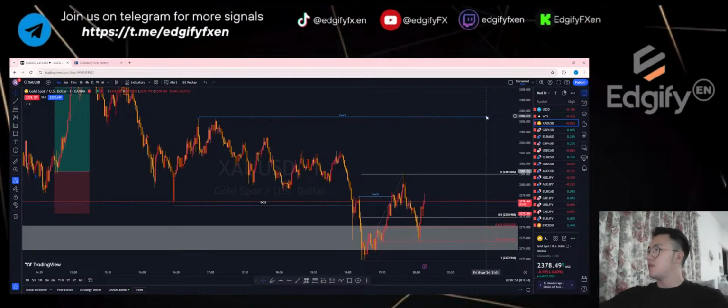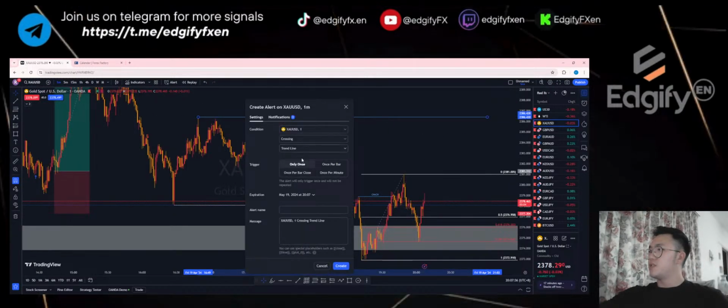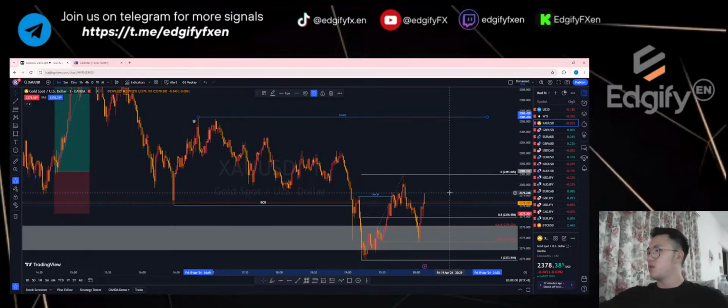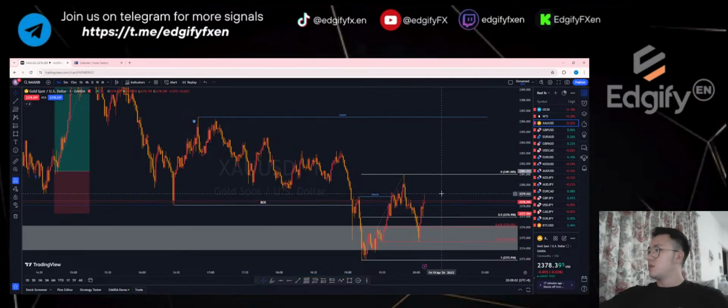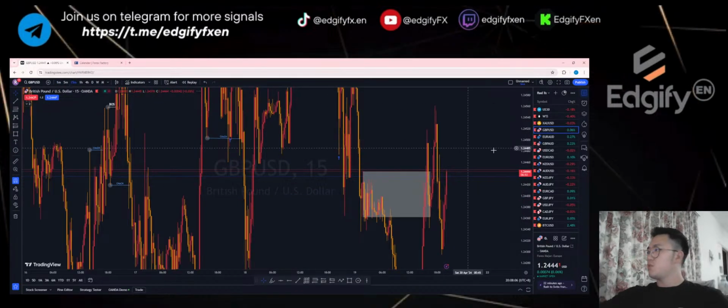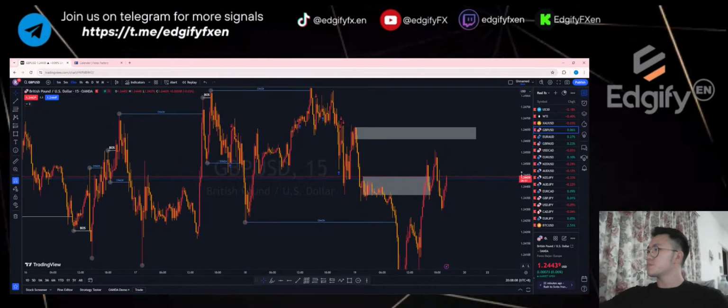Basically I'm waiting at this level here. I want to see if this level can be taken out. If it's taken out, then I'll be looking for a possible entry. So this will be for gold. Okay, let's move on to GBP USD.